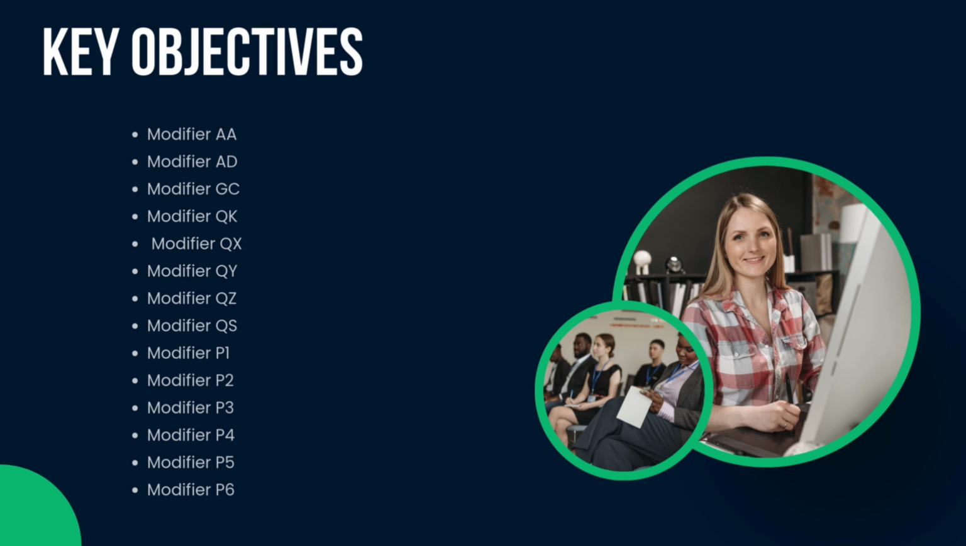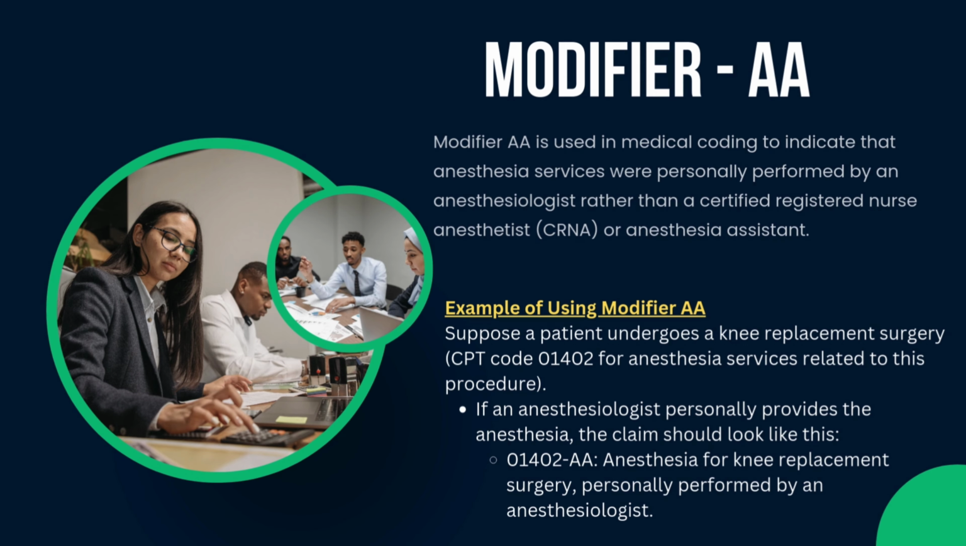So here I have given a list of modifiers: modifier AA, modifier AD, GC, QK, QX, QY, QZ, QS, P1, P2, P3, P4, P5, P6. These are the list which we are going to discuss today. For each modifier I have given a description as well as a coding example for your clear understanding. Don't skip the video in between.